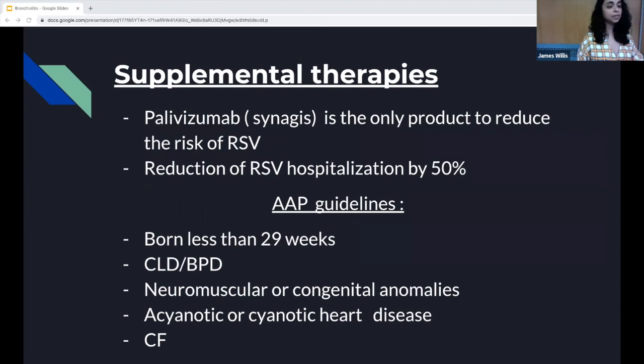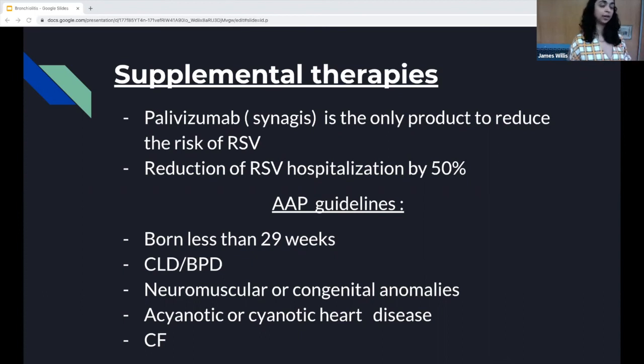There are some supplemental therapies. Synagis is probably the only product out there right now to reduce the risk of RSV. It's a monoclonal antibody that targets the epitope of the RSV-F glycoprotein, and it has been shown to reduce the RSV hospitalization by around 50%.